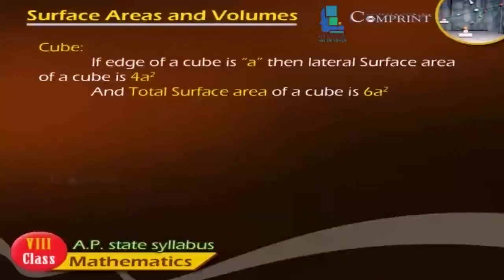Cube. If the edge of a cube is a, then the lateral surface area of a cube is 4a square and the total surface area of a cube is 6a square.